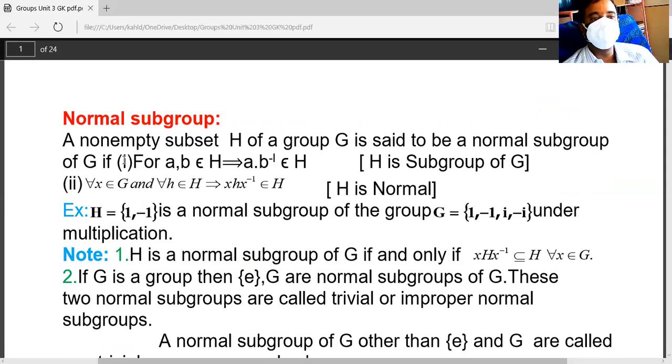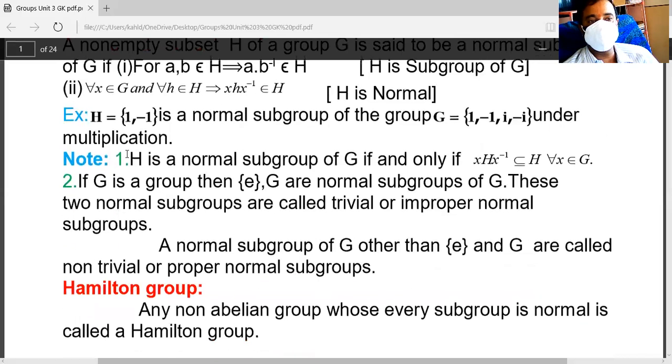A non-empty subset H of a group G is said to be a normal subgroup only if it satisfies these two conditions. So if we want to prove any non-empty subset is a normal subgroup, we have to prove these two conditions. The first one is a, b belongs to H implies a b inverse belongs to H, and the second one is x belongs to G and h belongs to H implies x h x inverse belongs to H.